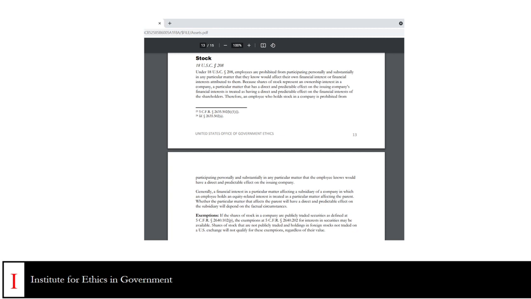And what this tells us is that stock ownership creates an ownership interest in the company, so that if an employee's government work, or a particular matter to which the employee is assigned, would have a direct and predictable effect on the company's financial interests, we have a potential for conflict of interest. So that's very important to know. The Criminal Conflict of Interest Statute, 18 U.S.C. Section 208, says that stock ownership can create a financial conflict of interest. We also have some information here about possible exemptions in 5 CFR 2640. So let's take a look at that.